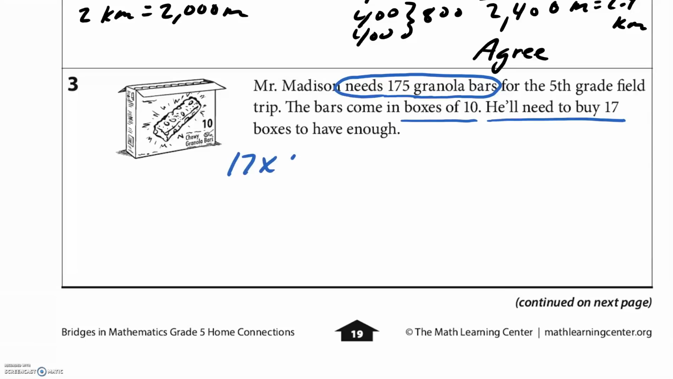17 times 10. And we've talked about this a little bit: when we multiply by a 10 or a multiple, like 10, 100, 1,000, it's like 17 times 1, and that's 17. Okay, but I'm gonna erase that. 17 times 1 is 17, and then we reattach that 0. So he's gonna get 170 bars.